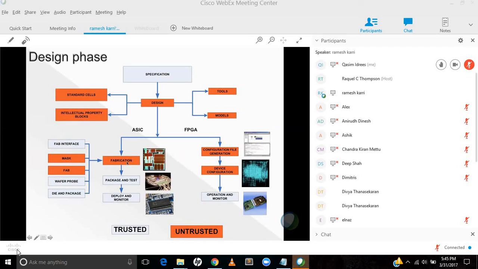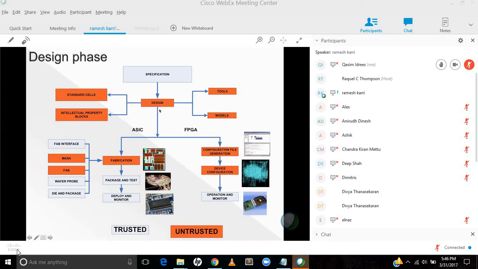Then if you look at the fabrication stage, there are several things that happen. You have the fab interface, you have the mask, the fab itself, wafer probing, and die packaging. So these are the things that can go wrong there. You could have a malicious mask replacing a good mask, and you can have some at the fab itself. You can etch things off and etch things on, and do focus ion beam based etching, and you can do things like that in the foundry at the fab. And that's the ASIC flow.